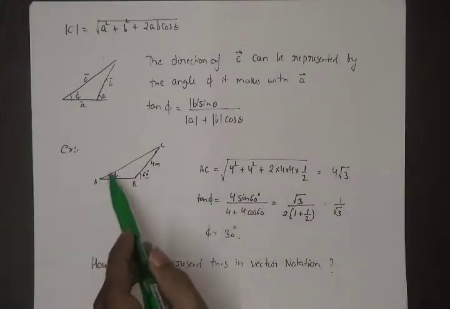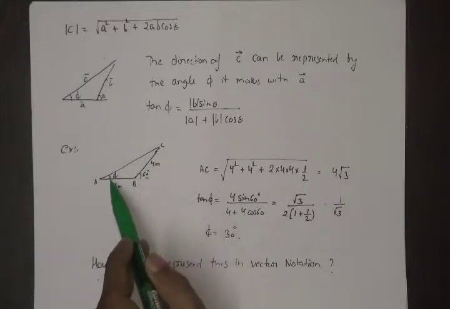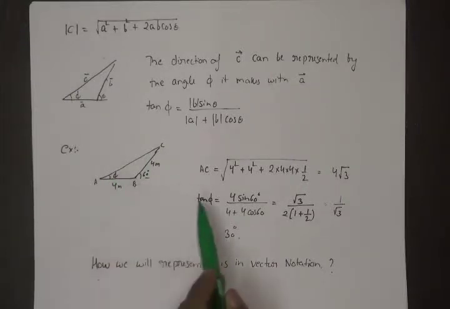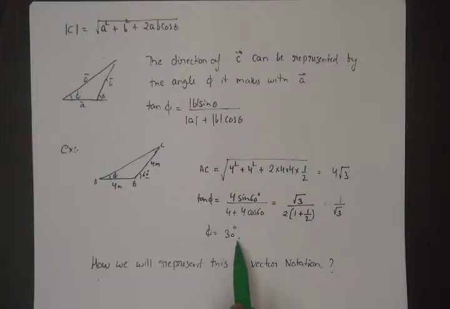And this man's final position will make an angle phi, and this phi can be found out. Tan phi is equal to B sin theta upon A plus B cos theta will be equal to 1 by root 3, and phi will be equal to 30 degree. This problem we have done earlier.